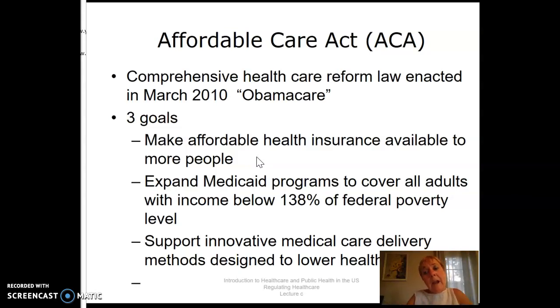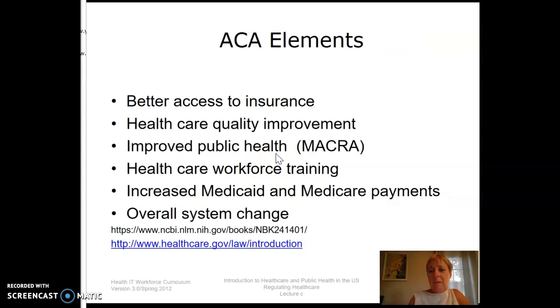The Affordable Care Act really wanted to assist healthcare facilities in the implementation of their electronic health records. So the guidelines are here: improve public health, improve quality, better access, healthcare workforce training, which is where this program partially came from, and increase Medicare and Medicaid payments, and an overall system change.